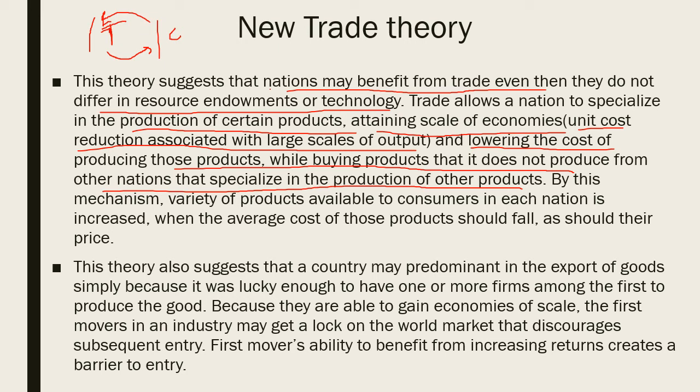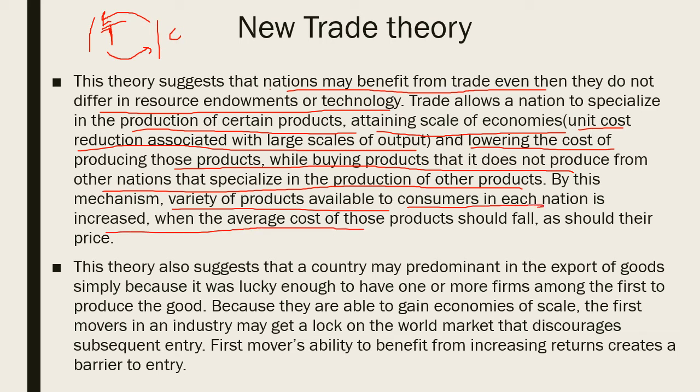This is what it says, that when you are specializing in the production of certain products, attaining economies of scale and lowering the cost of producing these products, while buying products that it does not produce from other nations that specialize in the production of other products, then by this mechanism, the variety of products available to consumers in each nation is increased.